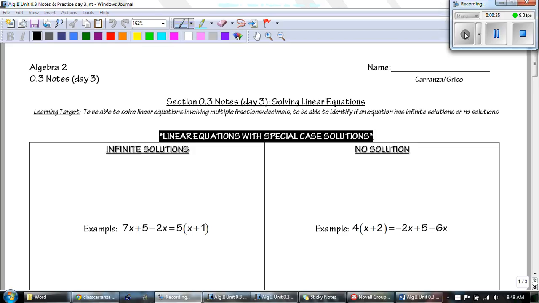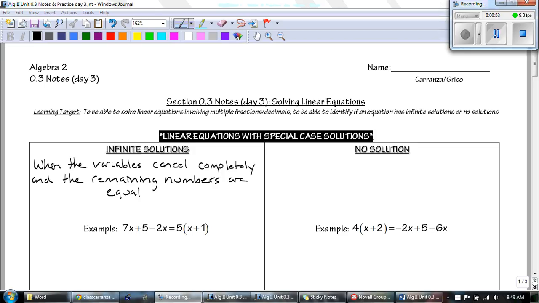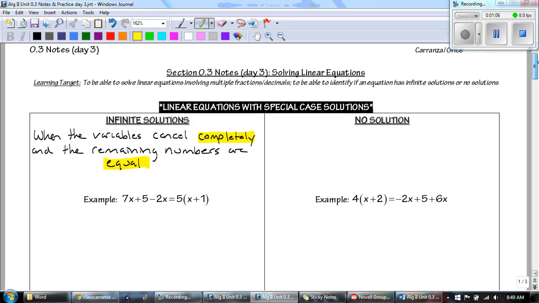So, linear equations with special cases. If a linear equation has infinite solutions, that is when the variables cancel completely and the remaining numbers are equal. Okay, so once again, that is when the variables cancel completely and the remaining numbers are equal. Now let's see that in action.